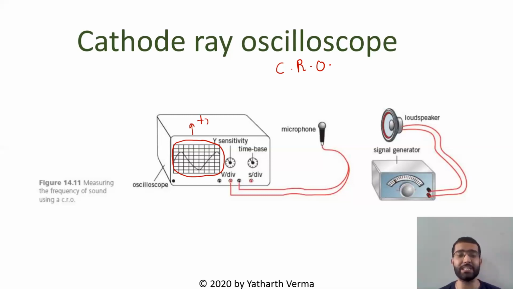So this is the trace of the signal which was received by the CRO, and this trace depends on the Y plate sensitivity. Y plate sensitivity means what is the scale on the Y axis, right? And apart from that, there is a time base setting, right? Time base setting is basically a scale for the X axis. So we will learn now how we use the Y plate sensitivity and the time base setting to find out the frequency.